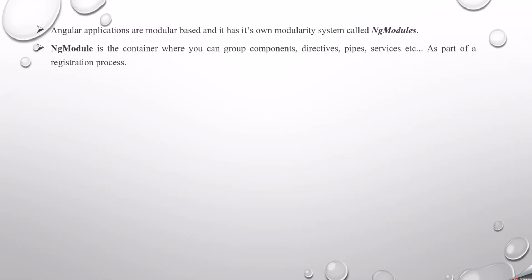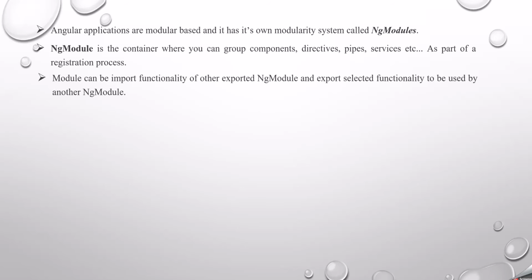So ng module is nothing but the container where you can group the components, directives, pipes we just discussed, and services as well. As part of the registration process, definitely it is required. And modules can import functionality of other modules' exports. I am going to discuss that in my next slide. Let's suppose we can have multiple modules in one single application, and those can be exported so that the functionality can be used by another ng module, and a module can also import functionality of other ng modules. We'll discuss this now.